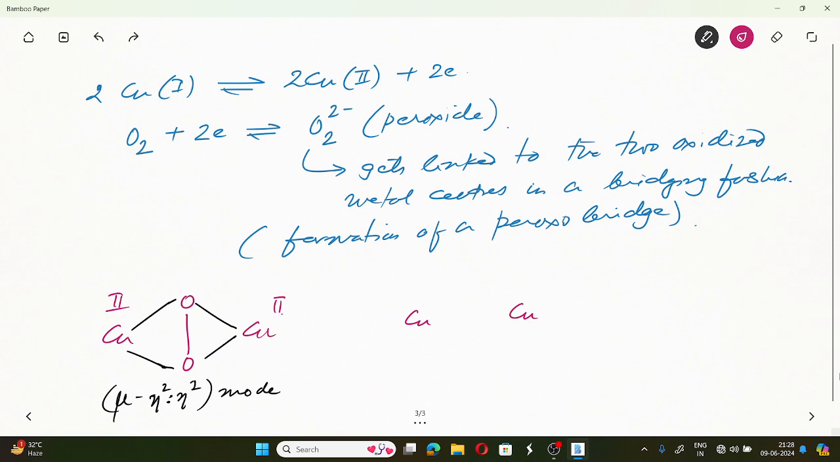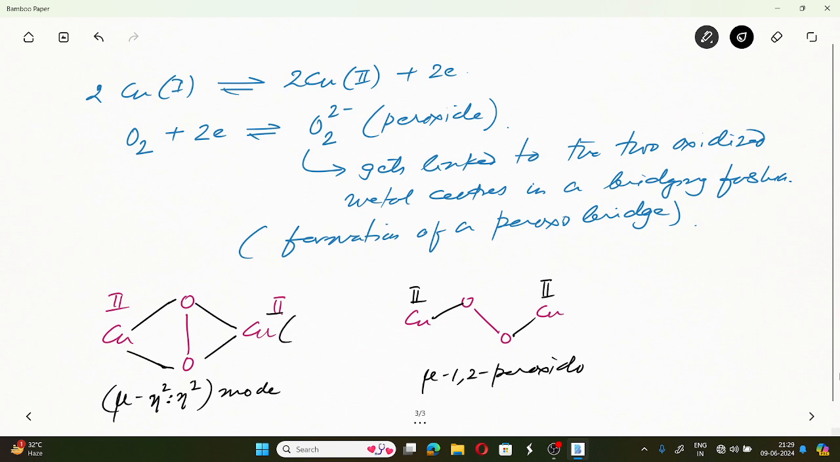See, this is the second mode of binding, where each of the oxygens of the peroxide is getting linked to one of the copper centers. So these are the two major modes of bonding. So this is what we say, mu 1,2 peroxido, right? Mu 1,2 peroxido, or peroxido to be more precise.